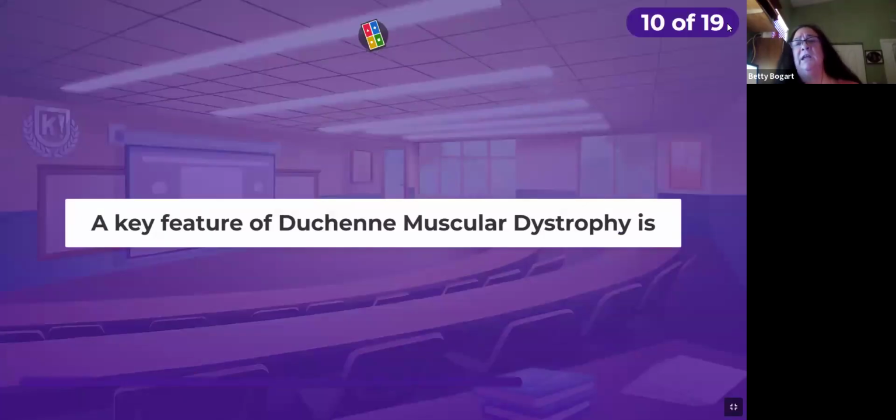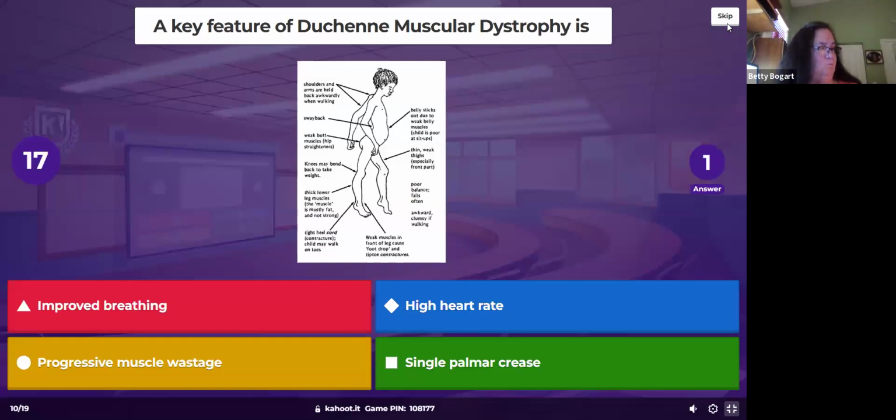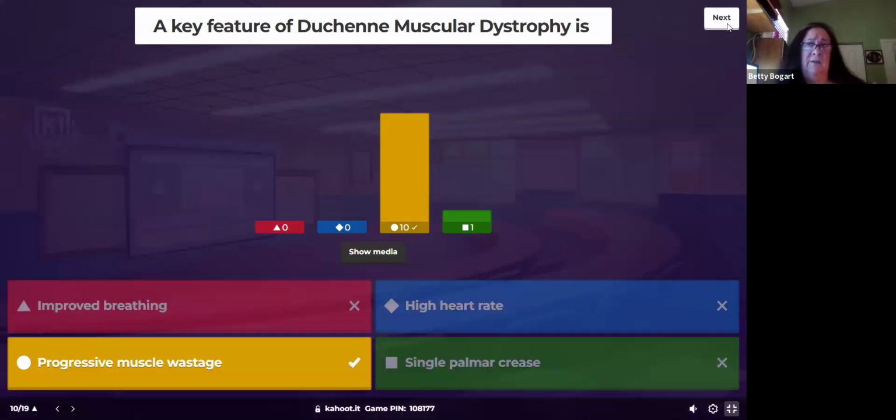A key feature of Duchenne muscular dystrophy is... remember Duchenne, boys, ages 3 to around 7 years old, we figure it out. And it comes from mommy's gene, the X gene. And it is basically a progressive muscle wastage. And we're concerned about the heart muscle and the diaphragm, which usually fail when they're teenagers.